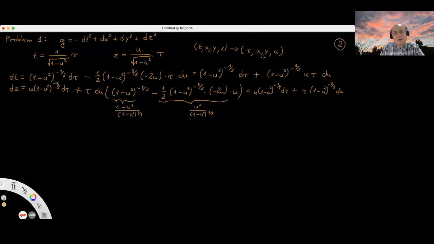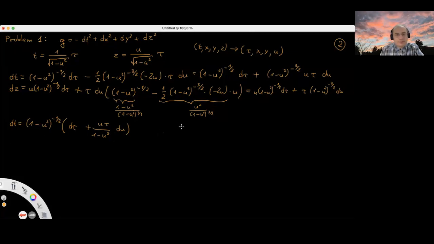Dx and dy are not really touched by this transformation at all. So all we need to do is, in fact, calculate minus dt squared plus dz squared. But before we do it, there's a simple way to simplify these expressions slightly. You can write that dt is equal to, you can factor out the powers of one minus u squared. So there's one minus u squared to the power of minus half times d tau plus u tau over one minus u squared du.